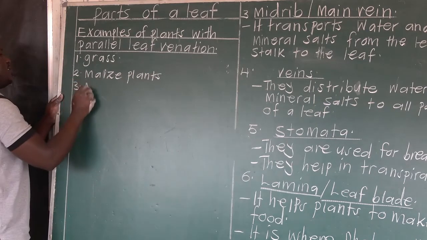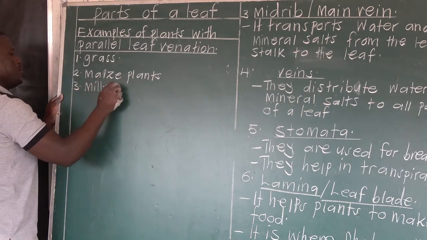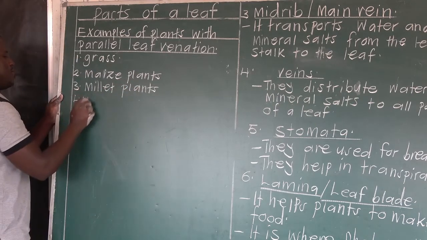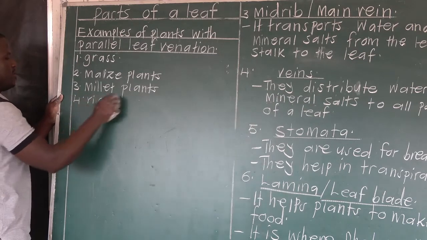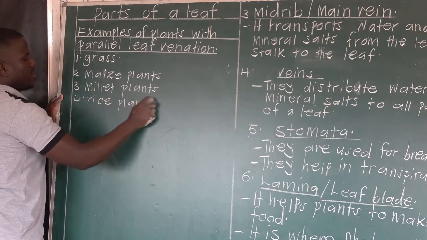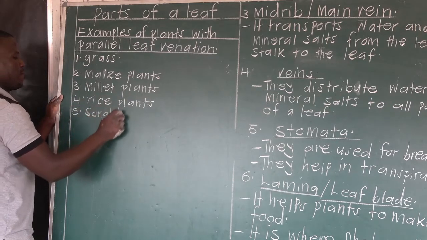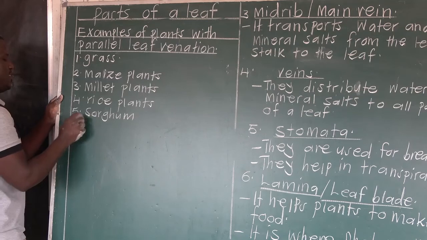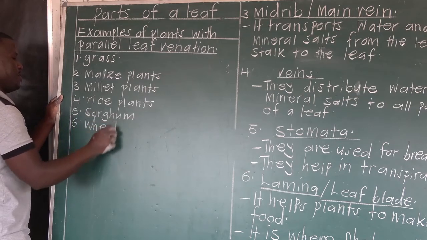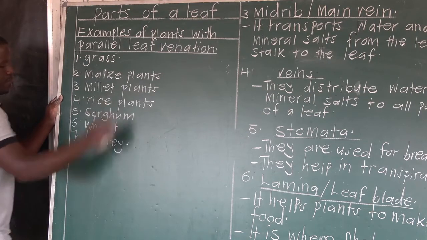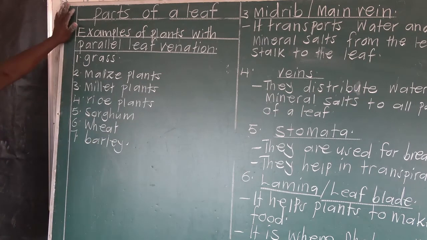Millet plants. We have rice plants. Then number 5 we have sorghum, and wheat, even barley. All these are examples of plants with parallel leaf venation.